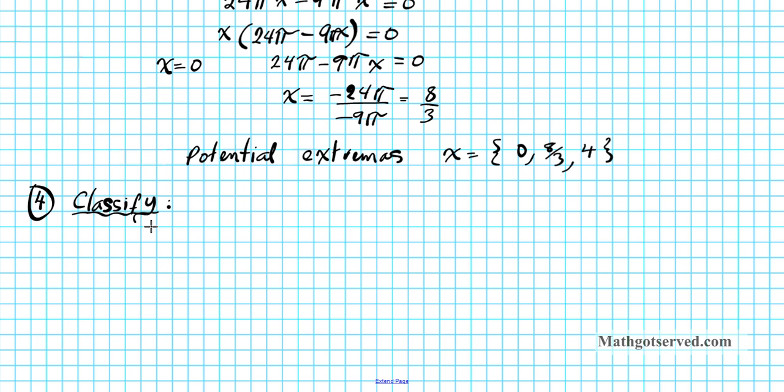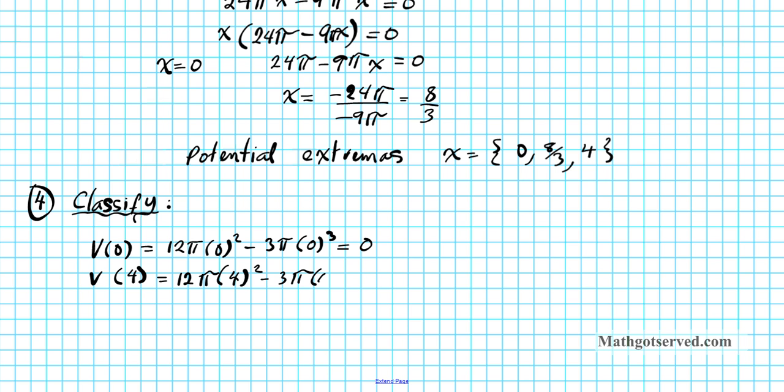So we talked about the endpoints earlier as creating zero volume. If we do V of 0, for example, plugging 0 into the original function, 12 pi times 0 squared minus 3 pi times 0 to the third, that's going to be 0. And if you compute V of 4, 12 pi times 4 to the second power minus 3 pi times 4 to the third, plug that into your calculator, you'll get 0 also.